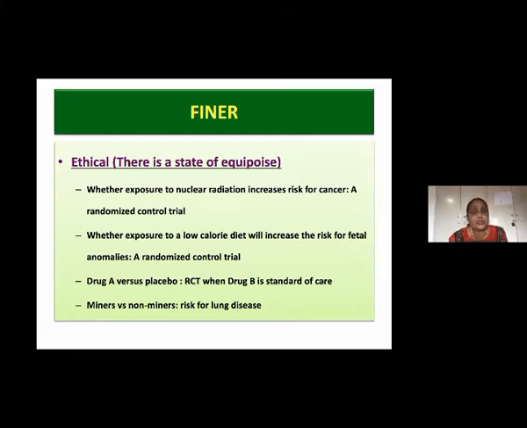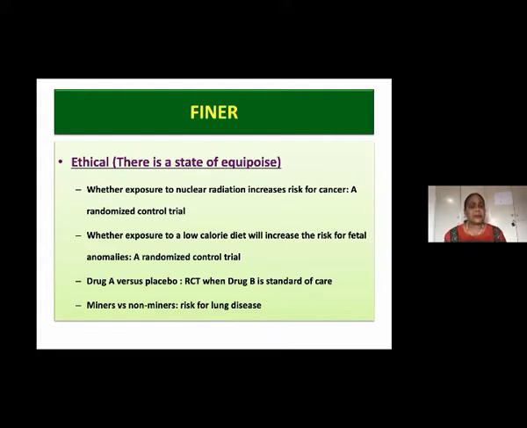Whether exposure to a low calorie diet will increase the risk of fetal anomalies. Can we do that? No, we cannot jeopardize the fetus in the process. And instead you can turn it around and say whether adding a nutritional supplement decreases the risk of fetal anomaly. So the same question can be turned around and made more ethical.